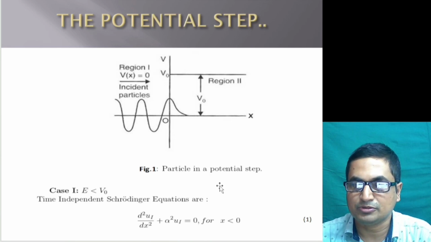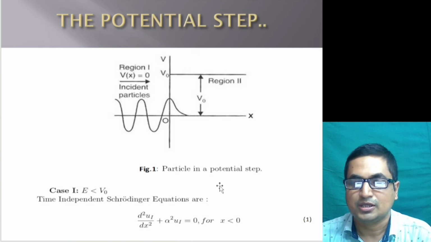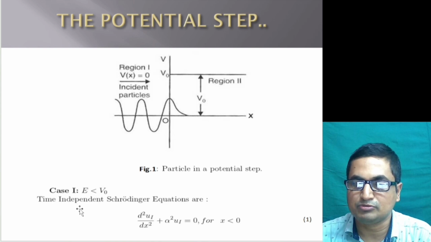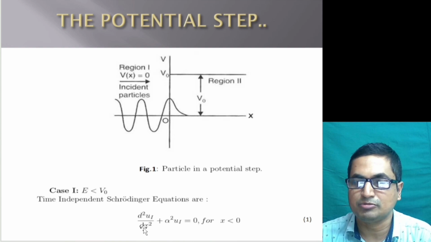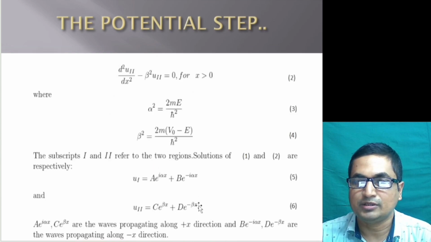So let's now construct the Schrödinger equations, and we will consider two cases. First one is E less than V0. Very carefully we construct the time-independent Schrödinger equations, with the coefficient alpha square for region 1, and then for region 2, equation 2, where we define the coefficient alpha square as given by equation 3, and then beta square is given by equation 4.